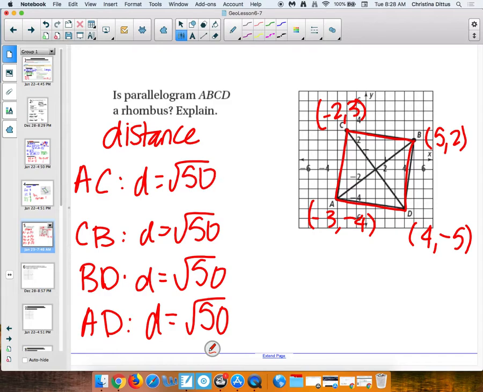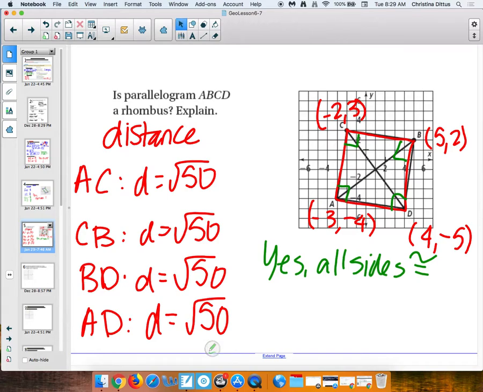So do I have a rhombus? Yes. Why? They're all equal. All sides congruent. What if I asked if this was a square? What additional thing would you do? Their slopes. Where would you do your slopes? In the corners. You would check to make sure those all make 90 degrees, opposite reciprocals. I'm not going to have you do that. That is it for the notes.